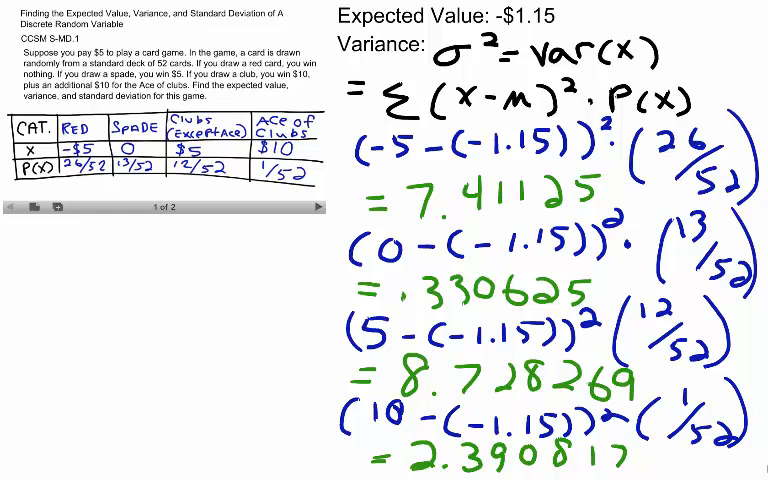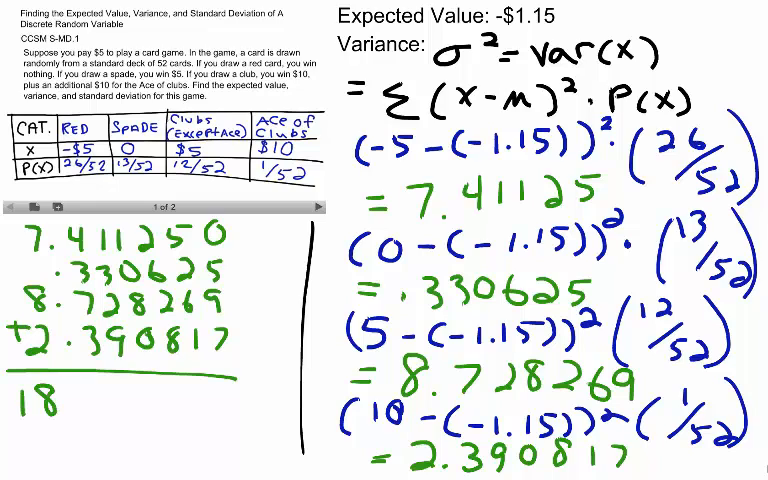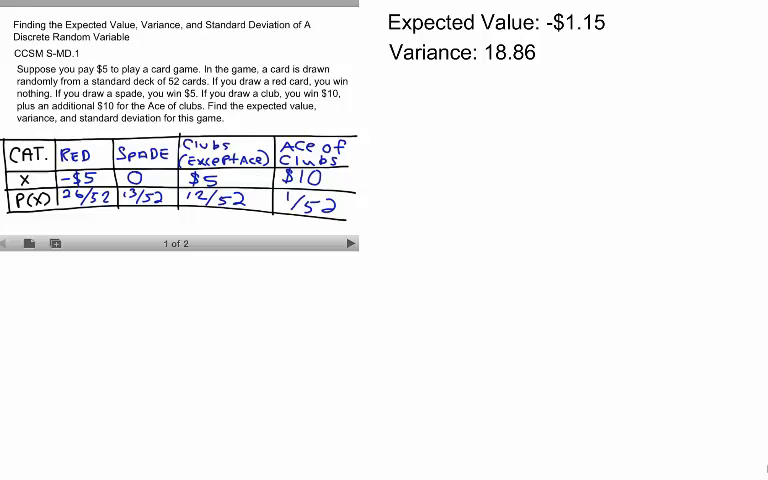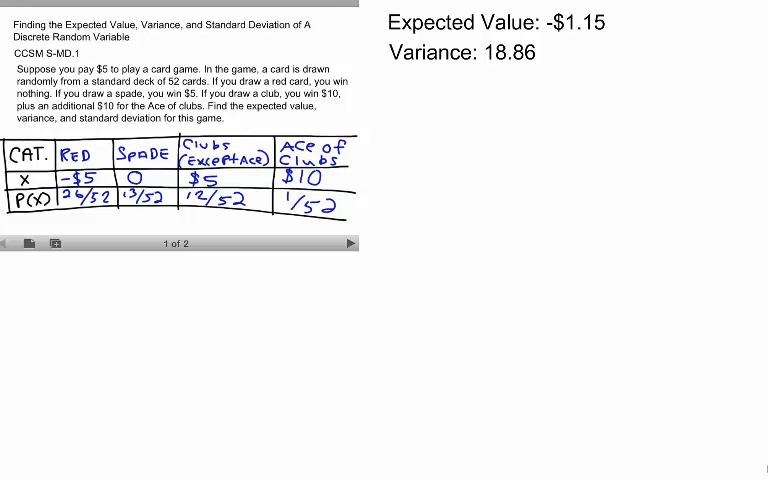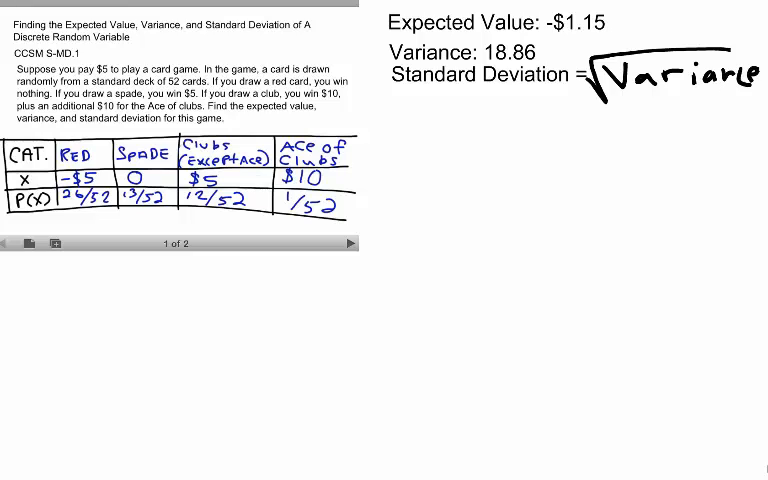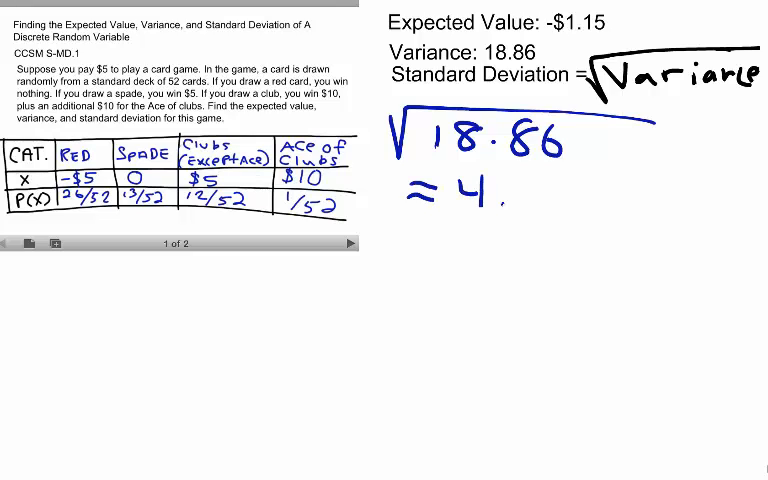If we take the sum of each of these values, our variance is 18.860961. So here we have our expected value, and our variance, which from the last screen I've rounded to 2 decimal places, the hundredths place. And lastly, we need to find our standard deviation. Fortunately for us, we've done most of the work, and the standard deviation is simply the square root of the variance. So, all that's left is to take the square root of 18.86, and we find that our standard deviation is approximately 4.34.